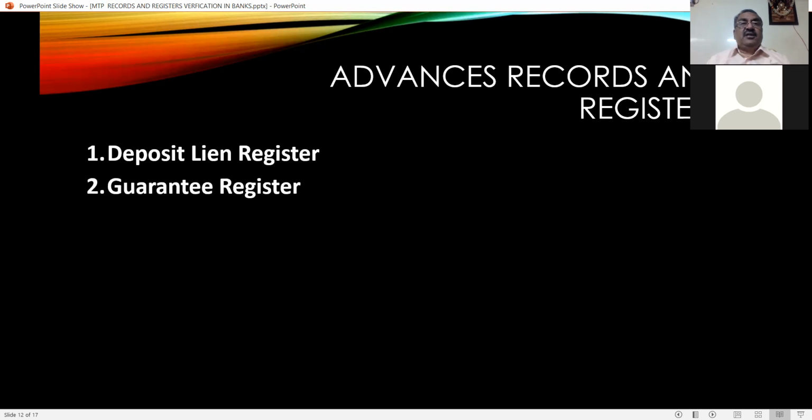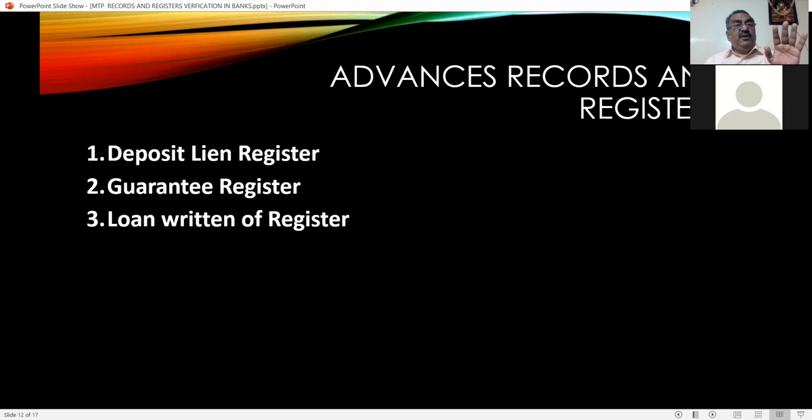Deposit lien register, guarantee register, loan written off register. Normally, you will not find this register. Here, you have to verify the loan written off register. If any loan is written off during your audit period, that has to be recorded in the loan written off register.